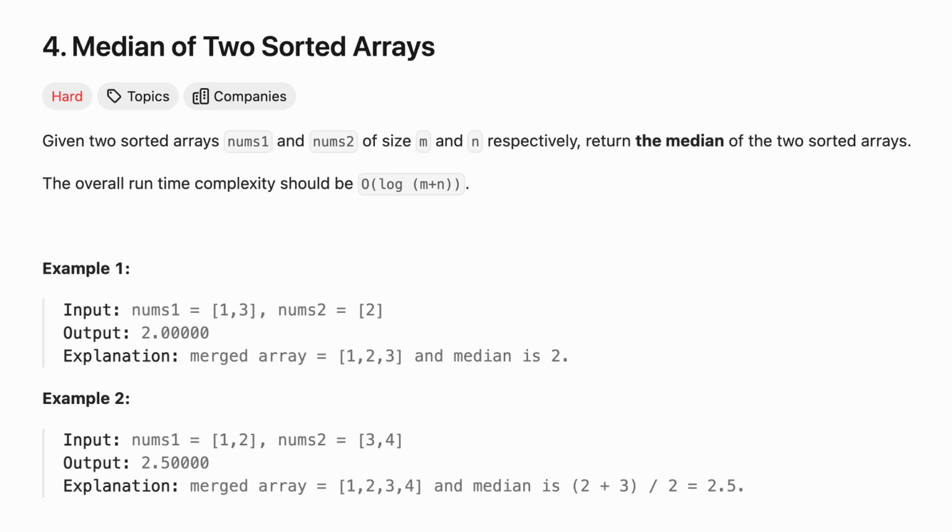Let's look at example test cases to understand what the median of two sorted arrays means. In example 1, nums1 is 1, 3, nums2 is 2. The output is 2 because if you merge the two arrays nums1 and nums2 and sort it, it will look like this and the median is 2. Let's look at example 2. Nums1 is 1, 2, nums2 is 3, 4. Output would be 2.5. This is because when you merge the two arrays nums1 and nums2 and sort it, it will look like this and the median would be 2.5.